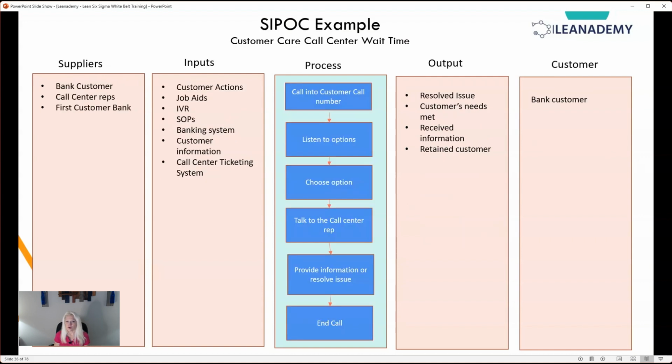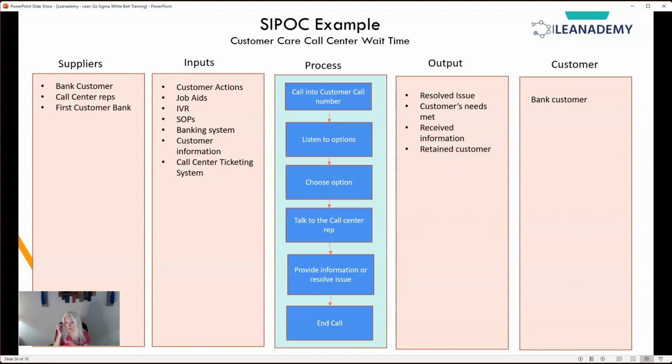This is an example of a customer care call center wait time. This is something I worked on with one of my clients. The process here started with the customer calling in and ended with end call, very easy. The customer listens to the options, chooses an option, talks to the call center rep, provides information or resolves the issue, and then we end the call. The output is a resolved issue, customer needs met, received information, and retained customer. These are the outputs we really wanted to hone in on.